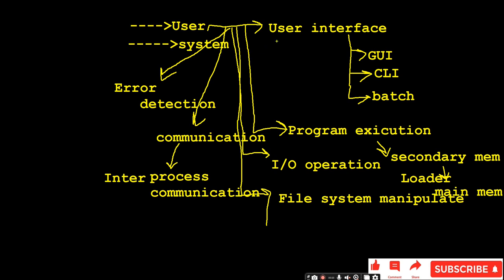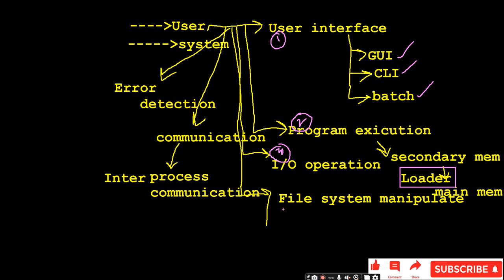As you can see, we are having many services. The first service is the user interface to the end user. We are having many types of user interfaces: graphical user interface, command line interface, batch interface. Second, the operating system provides a mechanism to execute the program. In program execution, the operating system will provide the loaders which will load the programs from secondary memory to main memory. One more thing is the operating system provides services for IO operations, input output operations.